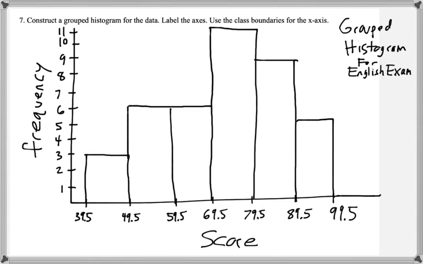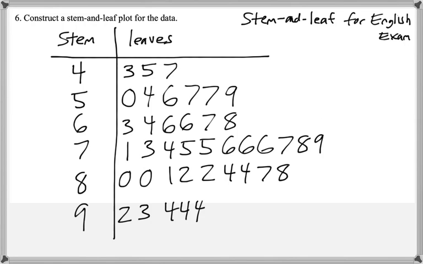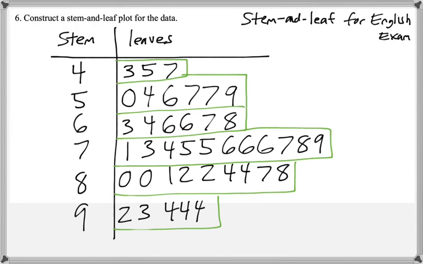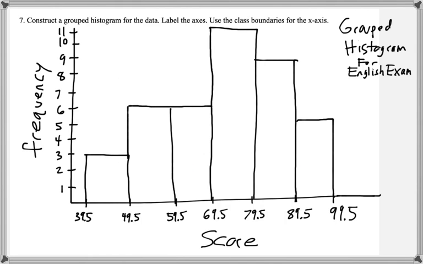And kind of an interesting fact about grouped histograms and stem and leaf plots, if we put bars around these leaves and then rotate this, it actually looks very similar to our histogram.